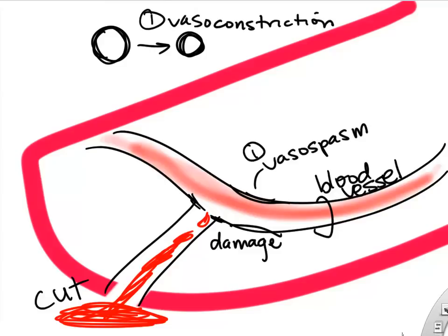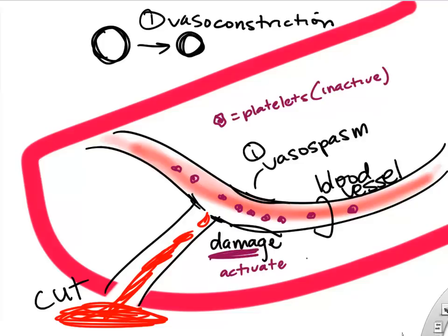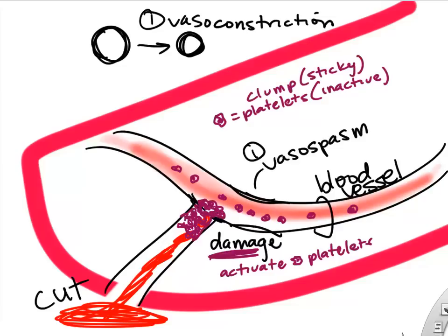It's a tendency for an injured blood vessel to vasoconstrict, and that probably helps slow down blood flow, which will help promote clotting. A next step, and a very important step, is the activation of platelets. Platelets are normally floating around inactive, but whenever we have damage, they become activated, which causes them to clump together and to become sticky. And as they clump together, they form a platelet plug. So that's an important step in hemostasis.